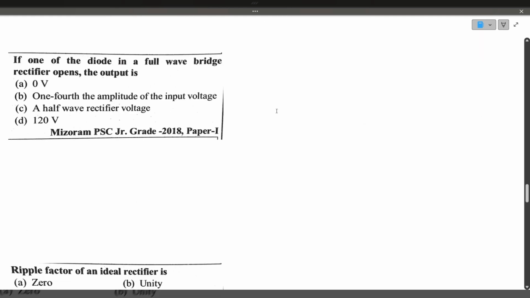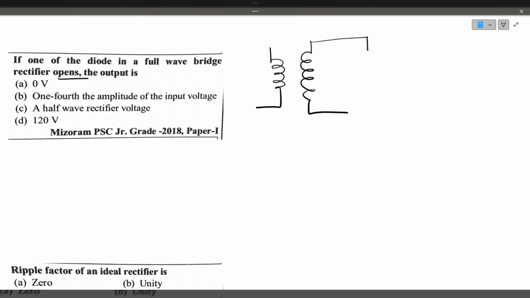And we'll see the next question. If one of the diodes in a full wave bridge rectifier opens, the output is. We have seen this kind of problem in the previous lecture also. In the bridge rectifier, this is the primary and this is the secondary. There are four diodes.